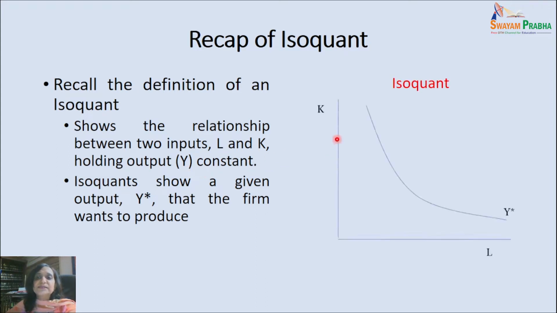So this is the graph which we made of an isoquant if we are taking labor and capital, and if we are talking about this isoquant Y star, this means that all the combinations of L and K which are lying on this isoquant will give the same level of output, that is Y star. So this is a brief recall of the concept of isoquant.